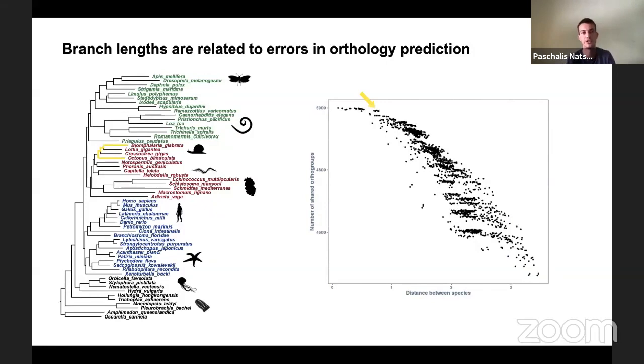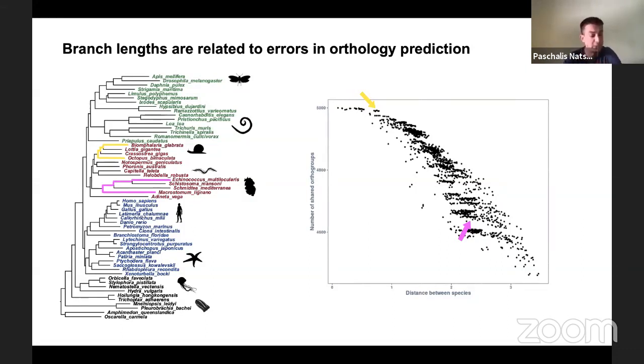For example, for these two members of the mollusk clade, we see that they have a relatively small patristic distance and that their number of common orthogroups is almost near the expected 5,000, very close to the truth. However, as we look at two members of the platyhelminth phylum, we see that they have a fairly larger patristic distance, and also that the number of common orthogroups inferred is much smaller than the expected 5,000.